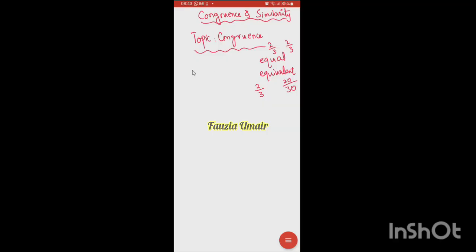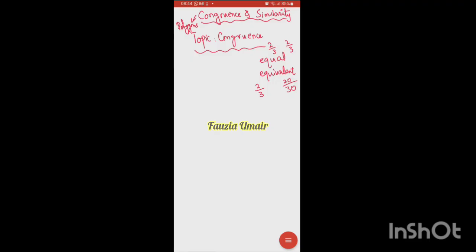Congruence is when two shapes or two polygons are exactly the same. Their shape and their size both are equal. Congruence and similarity both are properties of polygons, for 2D shapes and for 3D shapes as well. We will do a topic at the end of this chapter where we will see real life examples of congruence and similarity. Right now we will focus on polygons for the first two topics.